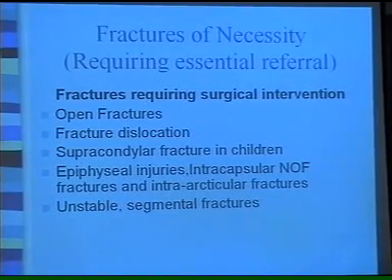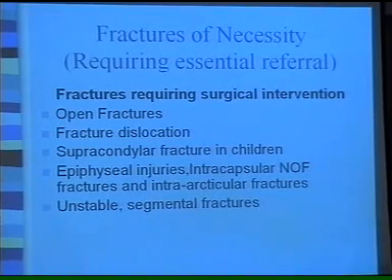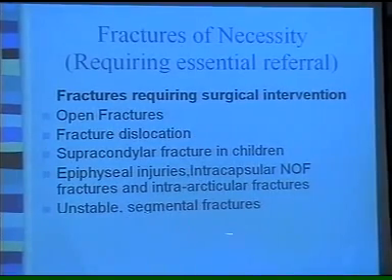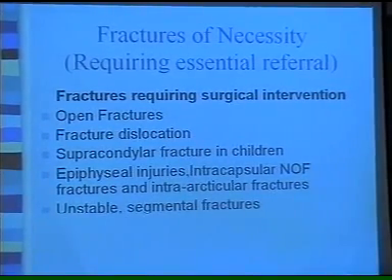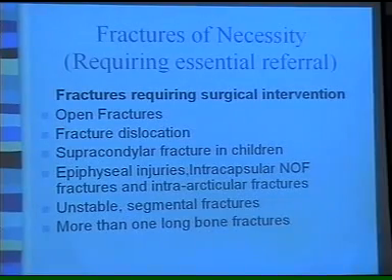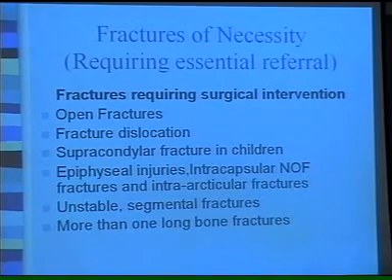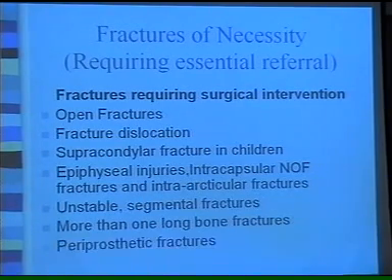Unstable and segmental fractures. Unstable fracture, of course, can't be handled by either an external splint like a plaster or a traction. So they need to be either fixed internally. Segmental fractures are the ones which have got a middle segment which is free. Or there's more than one long bone fracture, femur and tibia together, or radius on one side and tibia on the other side. They need to be referred.